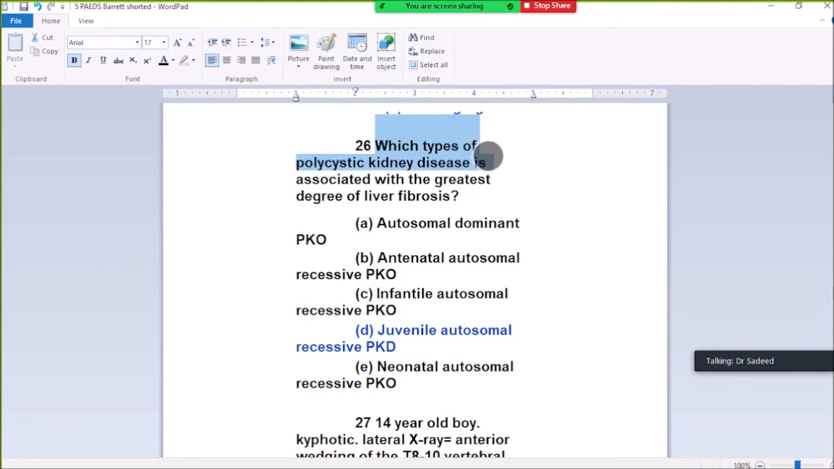26. Which type of polycystic kidney disease is associated with the greatest degree of liver fibrosis? Juvenile autosomal recessive polycystic kidney disease has the greatest degree of liver fibrosis.